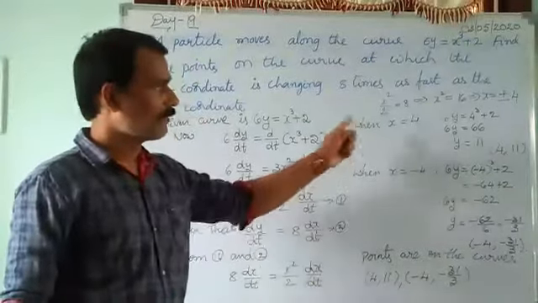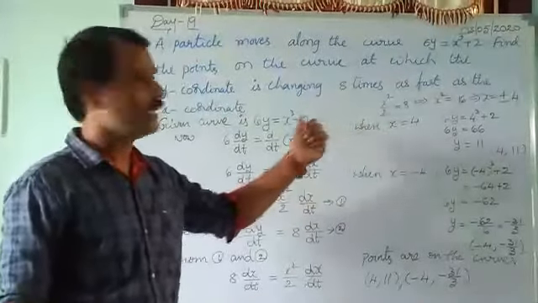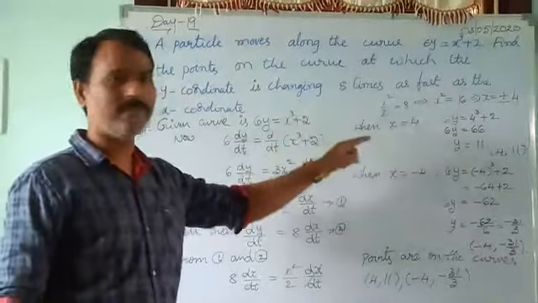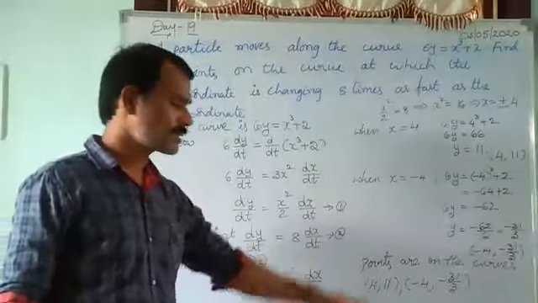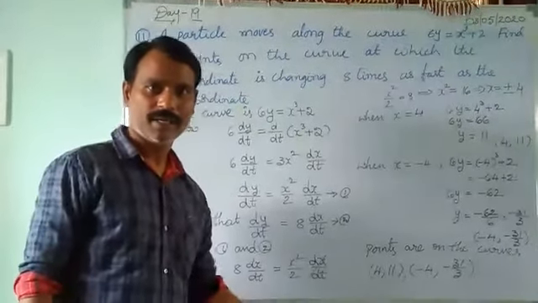Substitute this, simplify it, find the x value. Substitute the x value in the given function. Then you will get the y value. Write the coordinates. He is asking for the points on the curve.